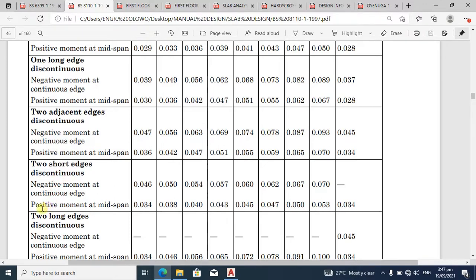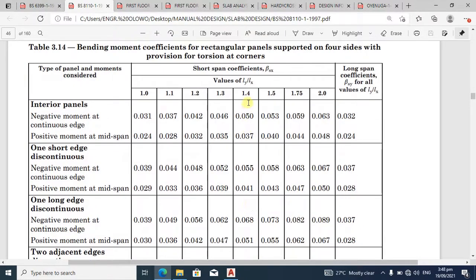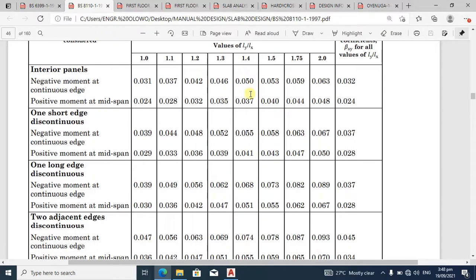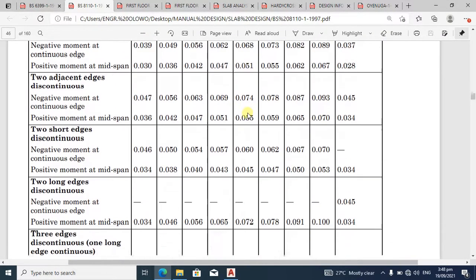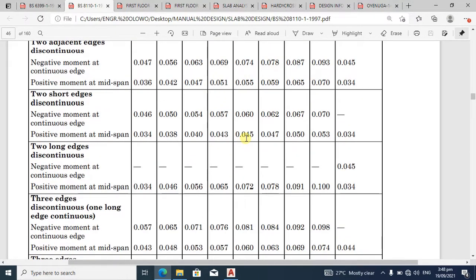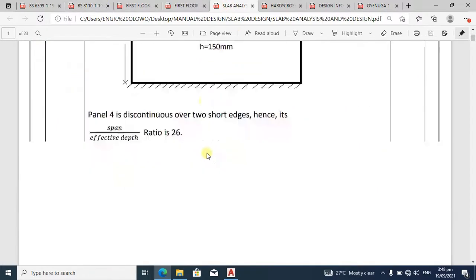Now we will trace this positive moment at midspan. We will trace it down to where we have 1.4. So let's trace this 1.4 down. You can see that the positive moment coefficient at the midspan is 0.045, while the negative moment at the continuous edge is 0.060. So now let's go back to the analysis.